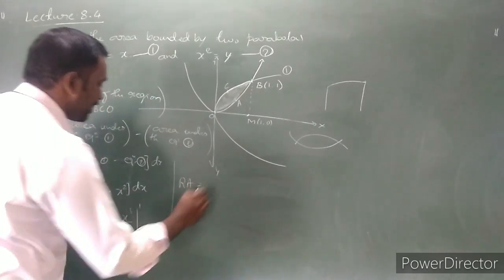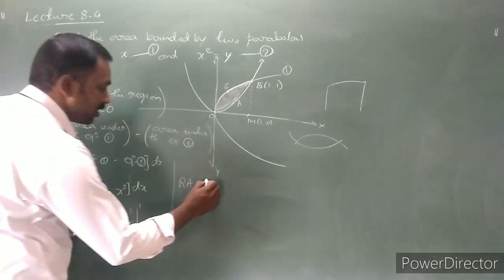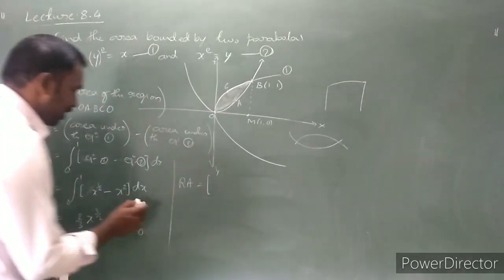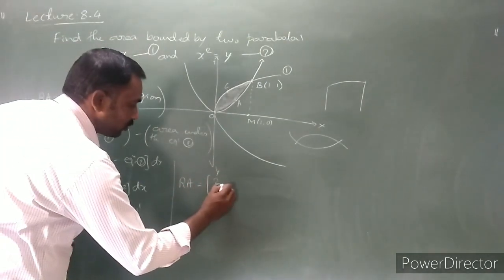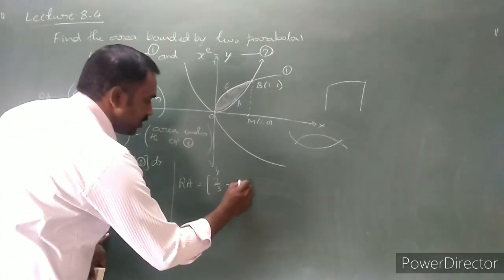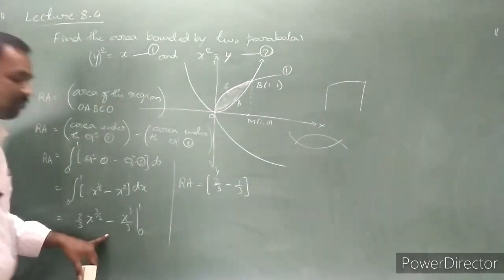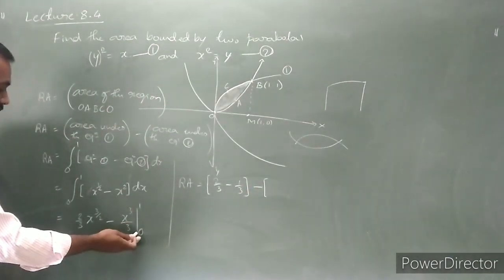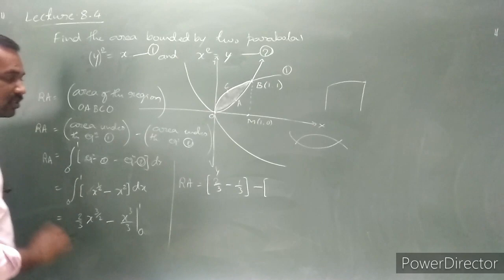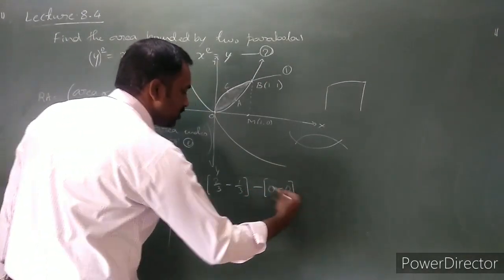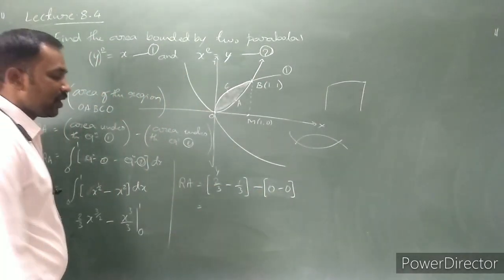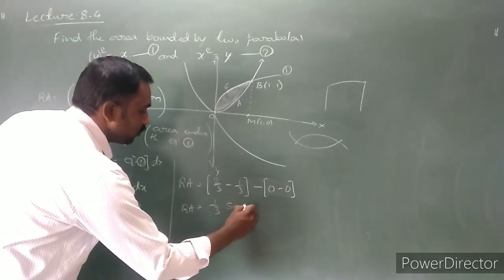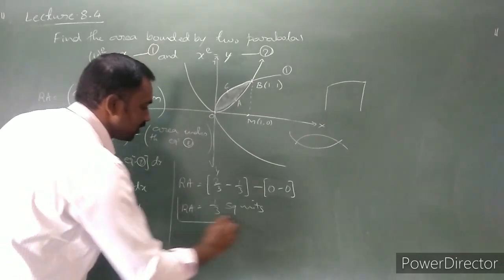Therefore, what is the required area? Upper limit minus lower limit. The upper limit is 1, so 2 divided by 3 minus 1 divided by 3. Next, minus the lower limit. What is the lower limit? 0. This is 0, and this is also 0, so 0 minus 0. 2 by 3 minus 1 by 3 means 1 by 3. The required area is 1 by 3 square units.